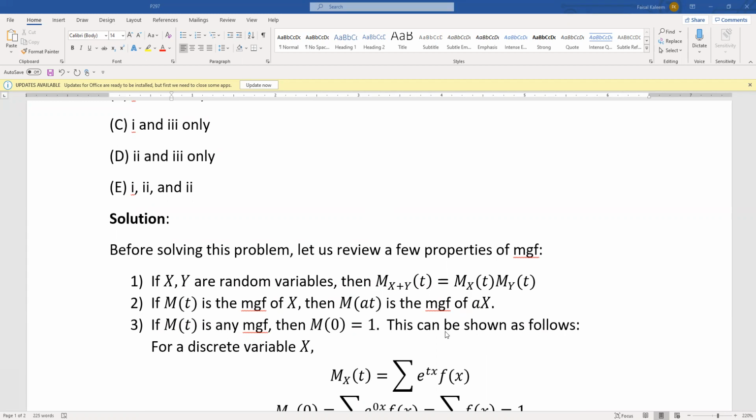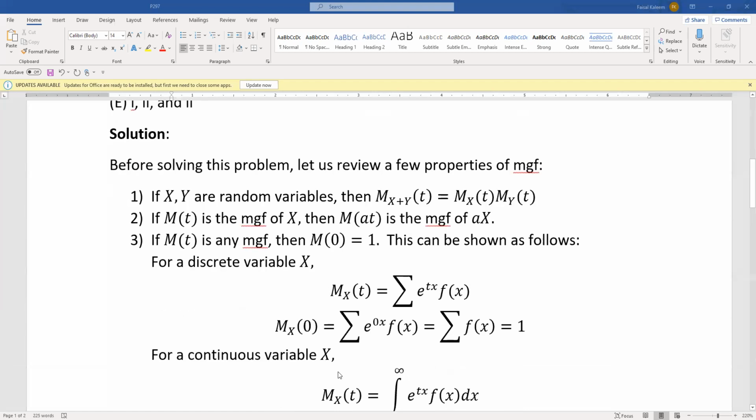So this can be seen as follows. If x is a discrete variable, then we know that the MGF of x is the summation of e power tx times f of x. And when t is equal to 0, m_x(0) will be the summation of e power 0 times x, f of x. So e to the 0x is just 1. So the summation of f of x is 1 because we are summing over all values of x.